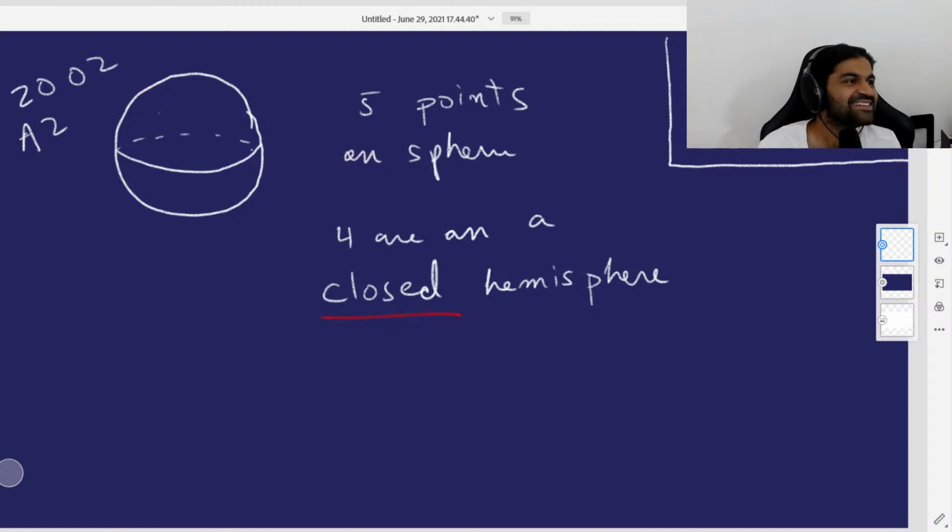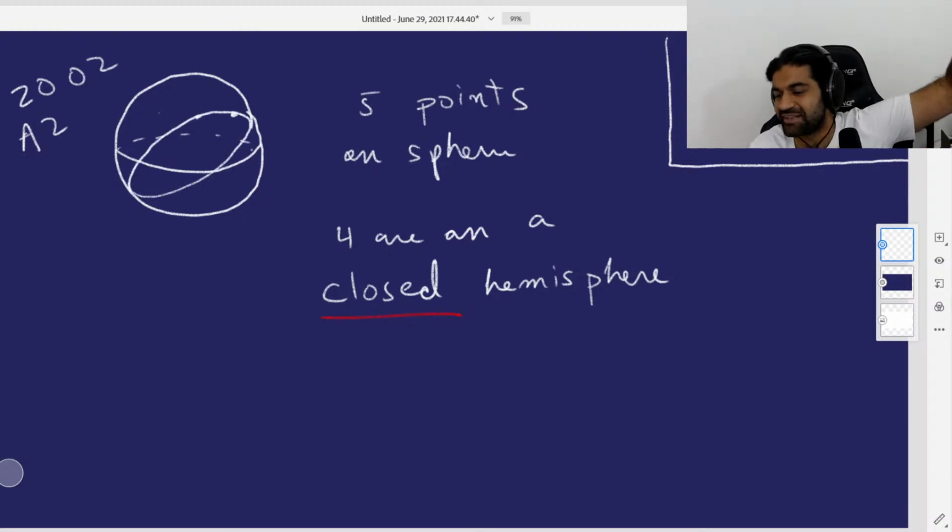That's exactly right. So if you have 2 points over here, you can pick what's called a great circle that goes through these 2 points. On any 2 points on a sphere, you can pick a great circle that goes through those 2 points. Now, that leaves 3 points, right? So you have 2 points going through here, and that, of course, leaves 3 points.